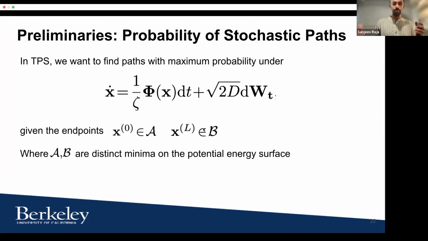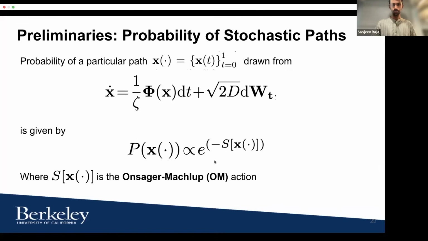And so in transition path sampling, we want to find paths which have maximum probability under this SDE, given some fixed endpoints. So you have some starting region A and some ending region B, and you have 2 points sampled from these endpoints. So this could be, for example, the unfolded and the folded state of a protein, or the products and reactants of a chemical reaction, or something of that nature. So this is the general goal.